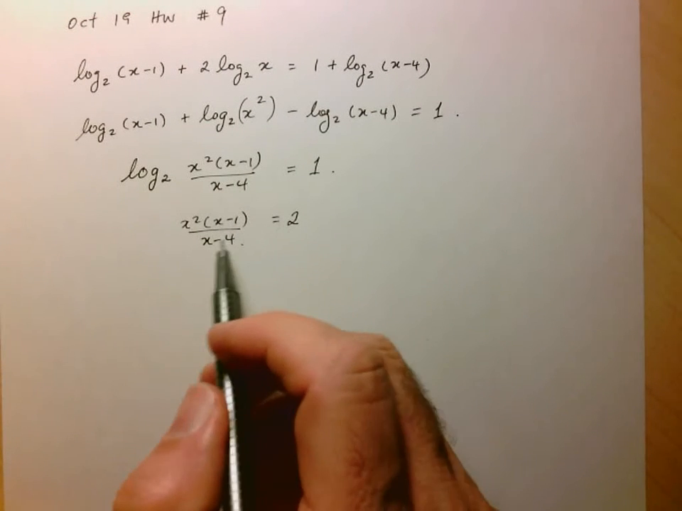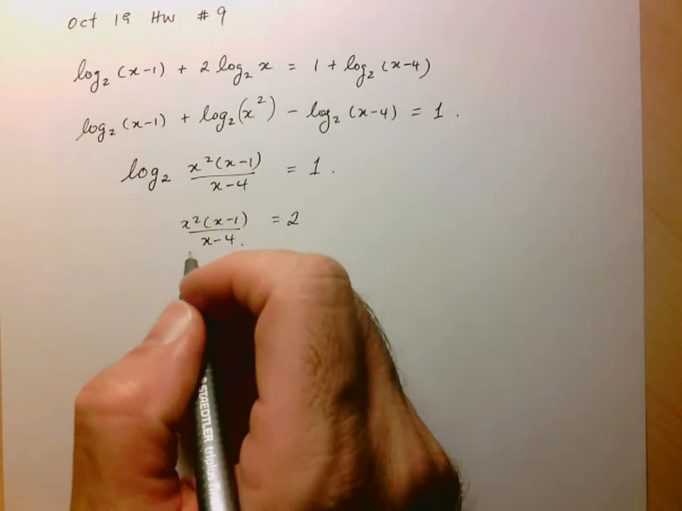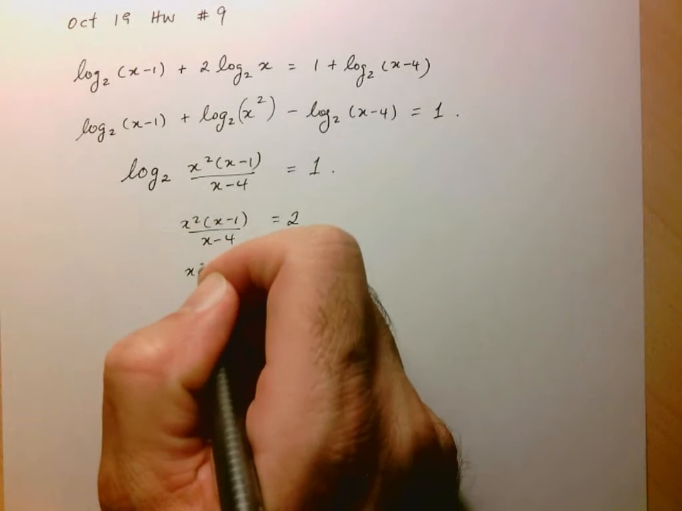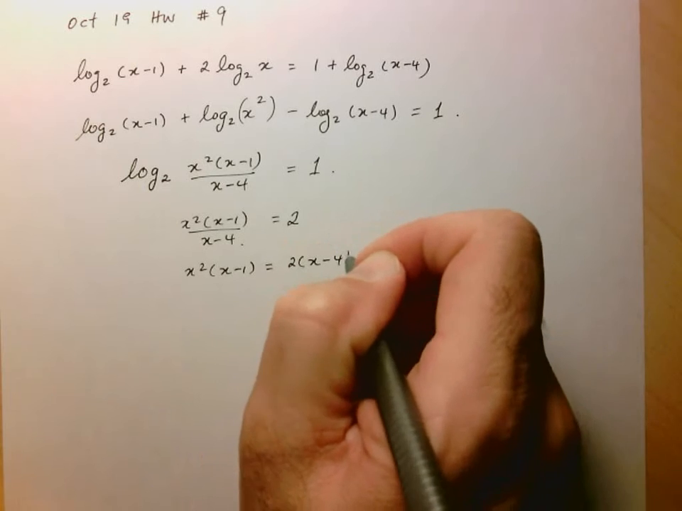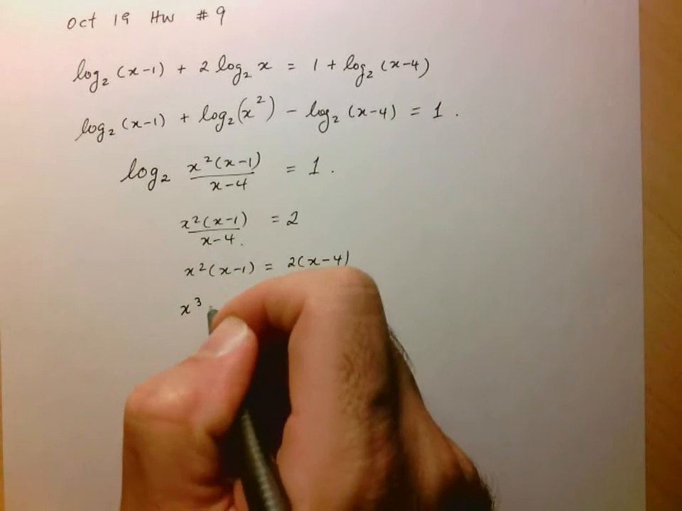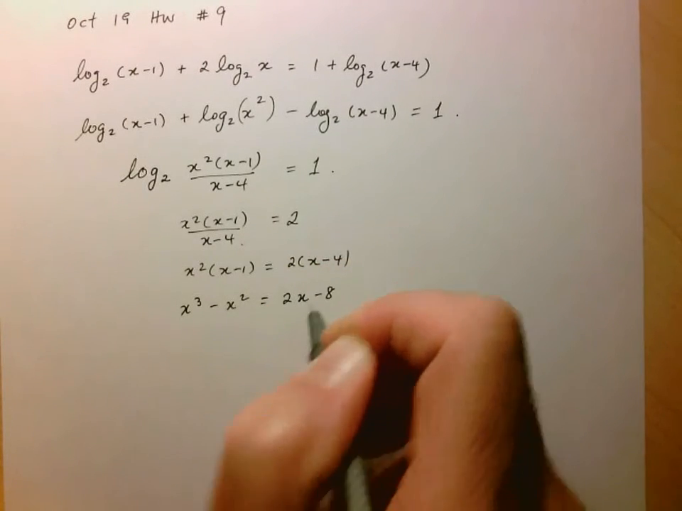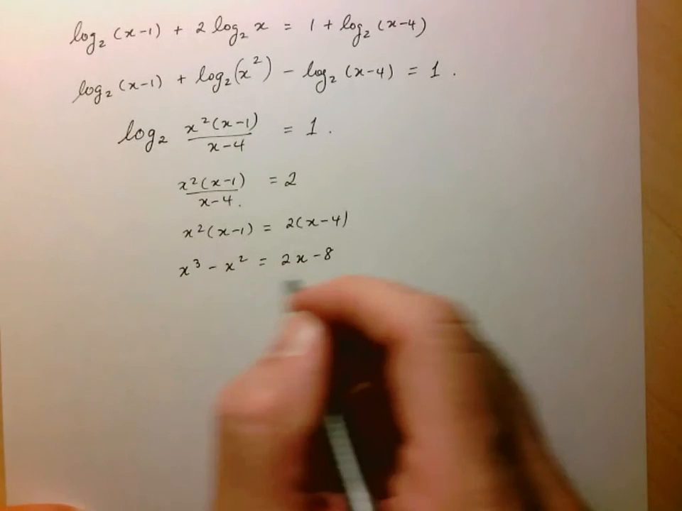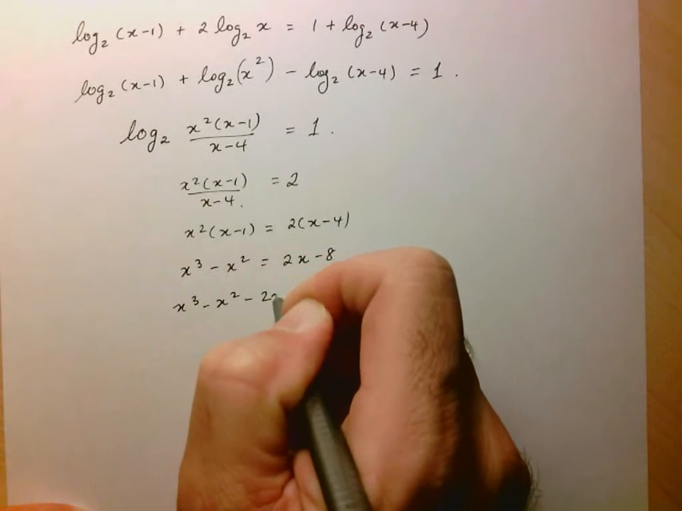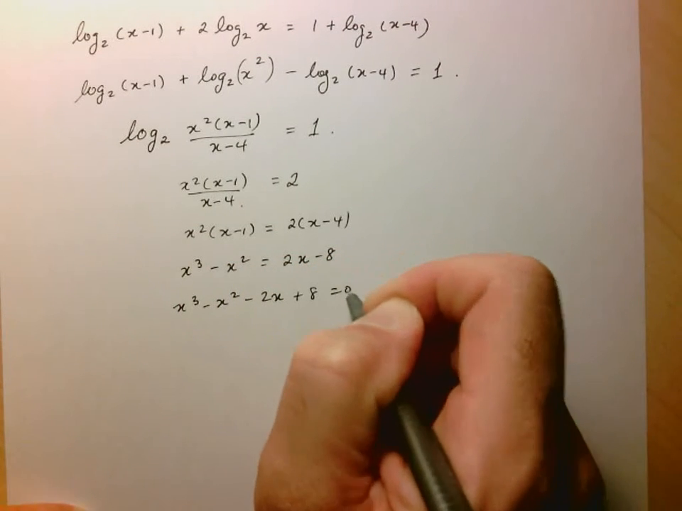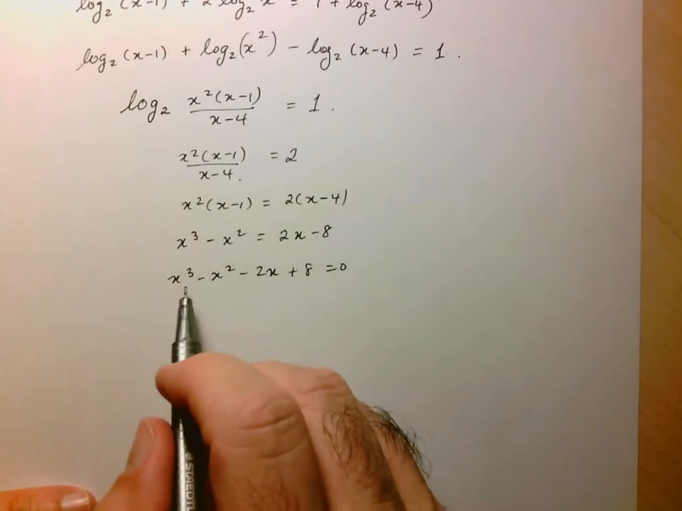Solving rational equations is about eliminating the denominator, so I'm going to multiply both sides by x minus 4. On this side, x minus 4 disappears, and here we've got 2 times x minus 4. So this gives us x cubed minus x squared, and this gives us 2x minus 8. And so here, a cubic equation: bring everything to one side, x cubed minus x squared minus 2x plus 8 equals 0.